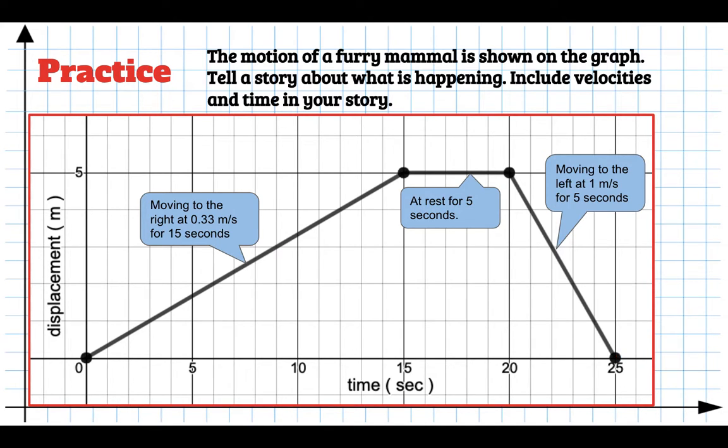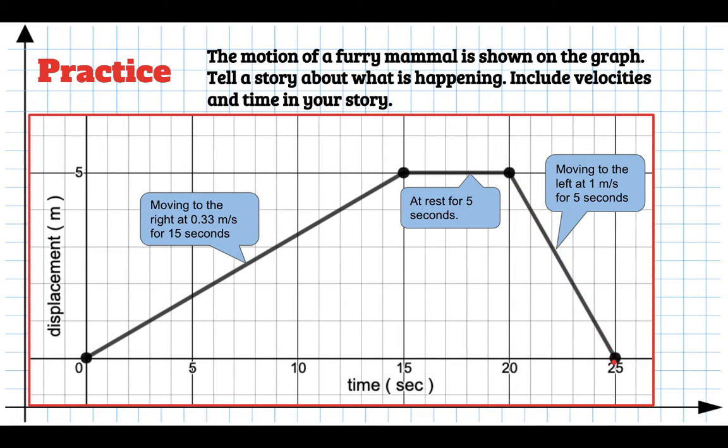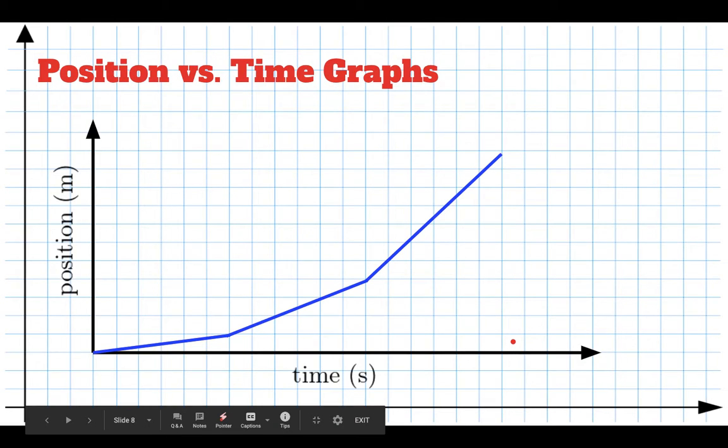So perhaps your story is about a mouse who slowly creeps out of his hole at a position of 0, and he ambles across the floor a distance of 5 meters where he finds a piece of cheese. He nibbles on the cheese for 5 seconds, not moving his body, and then he spies the cat and he hustles back pretty fast for a mouse at 1 meter per second, all the way back to his hole. So that might be a story that is consistent with the graph here. So the idea is slope is velocity when you have displacement versus time.